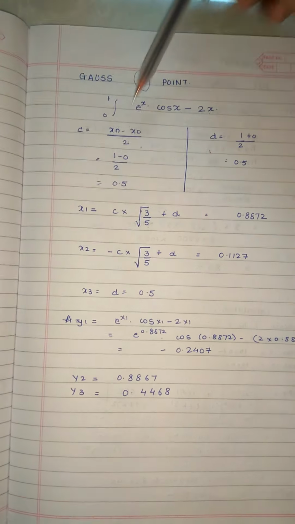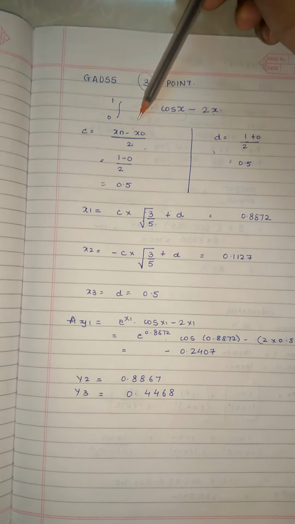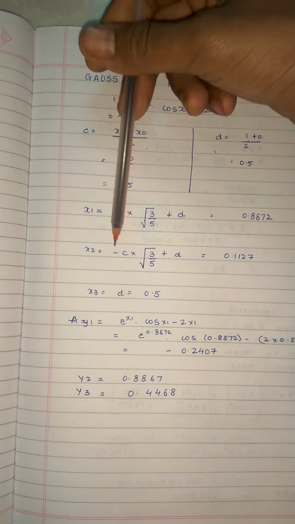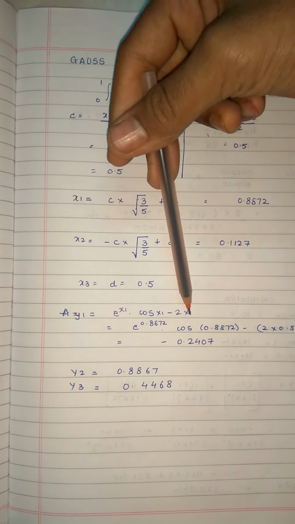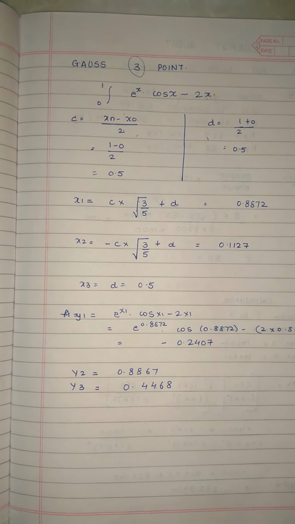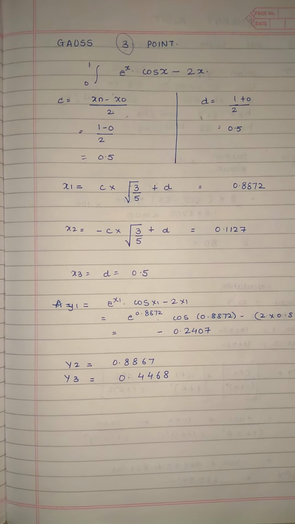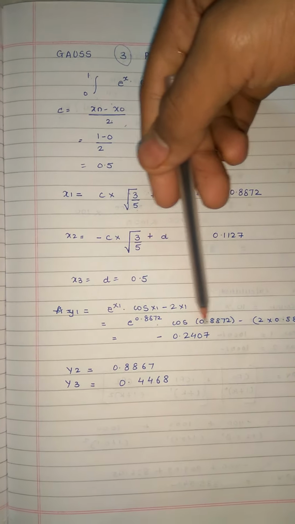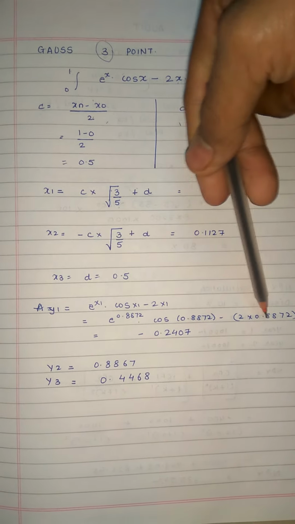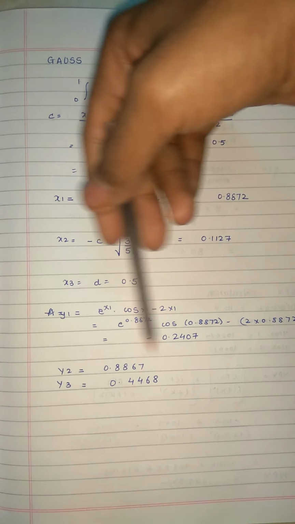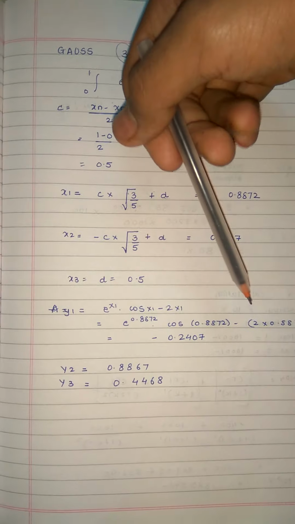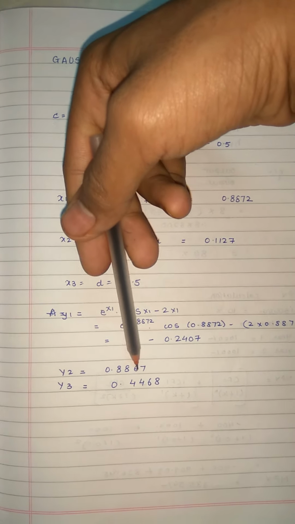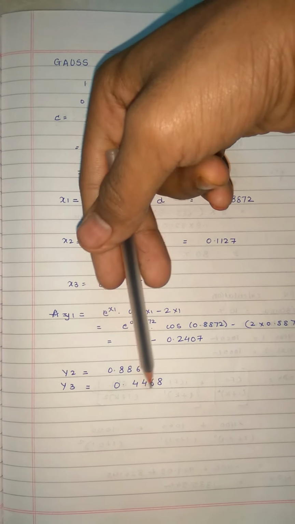So for the area, we put the answer of x1 in this equation, then the answer of x2, then the answer of x3. So y1 will be e raised to x1 into cos x1 minus 2x1. Calculating singularly, that is e raised to this, then multiplying by this term, then subtracting this term. So you get the proper answer minus 0.2407. y2 will be 0.8867 and y3 will be 0.4468.